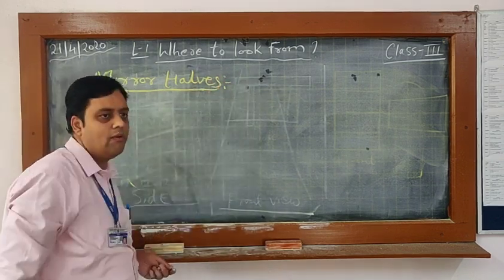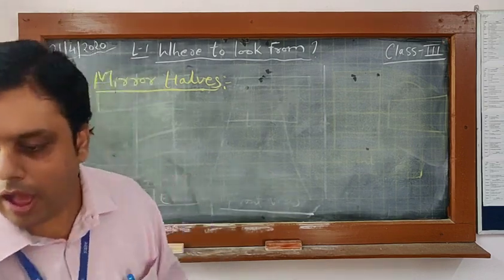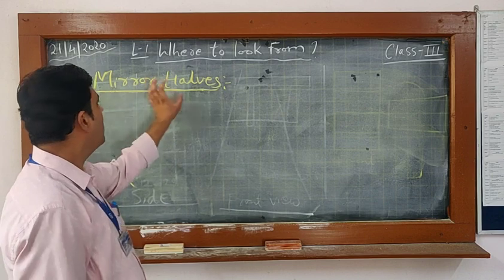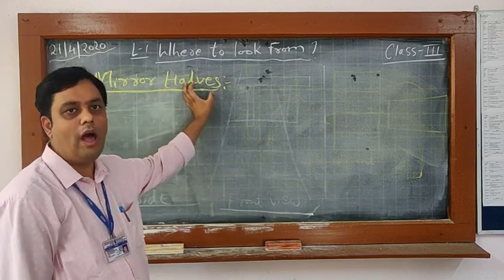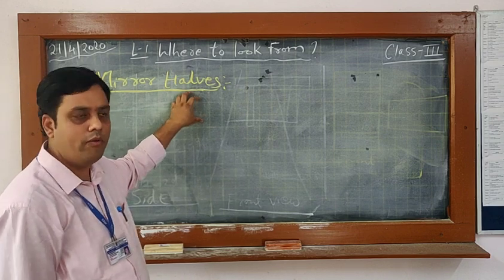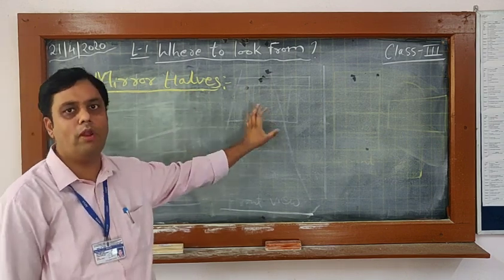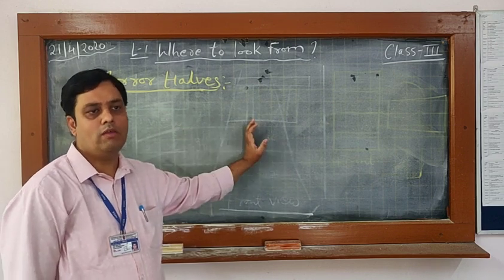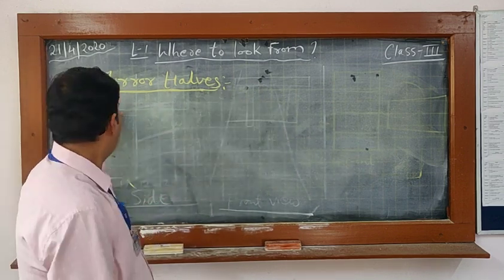Half, we know, if we divide anything into two equal parts, each will be half. But what is the difference between mirror halves and half? If we divide anything into two equal parts, it will be half, and in a mirror half, both the parts will be identical. Both the parts will be the same, identical.